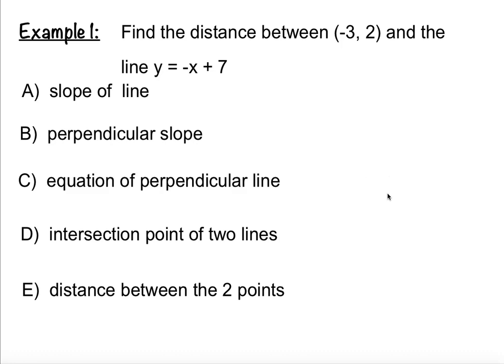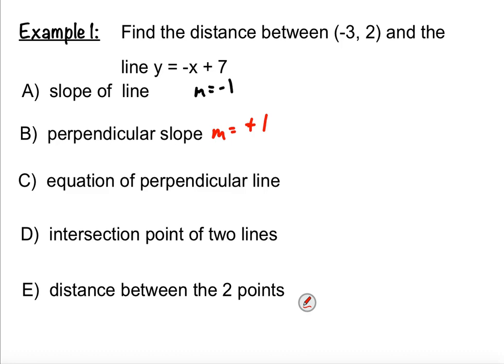The slope of that line we said was -1. Now we're supposed to find the perpendicular slope. The perpendicular slope is the opposite reciprocal slope. So what's the opposite of negative? It would be a positive. And the reciprocal of 1, if you take 1 over 1, you still get 1. So our perpendicular slope is just +1.